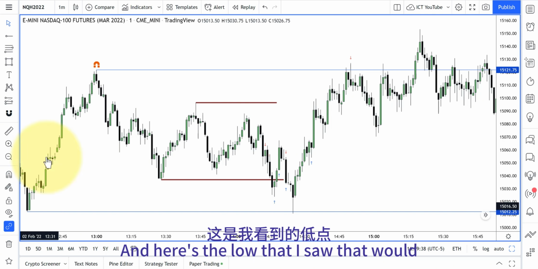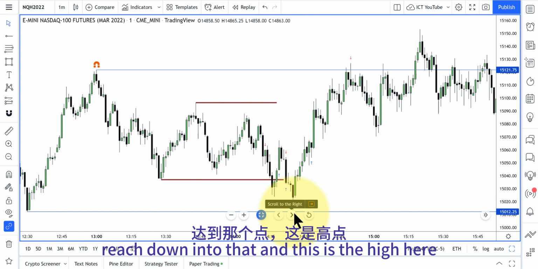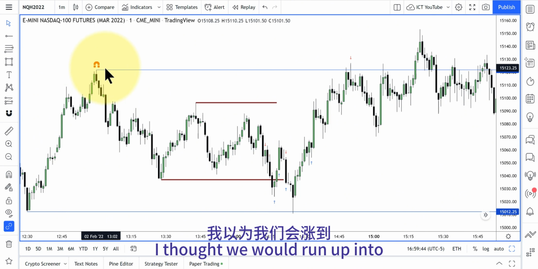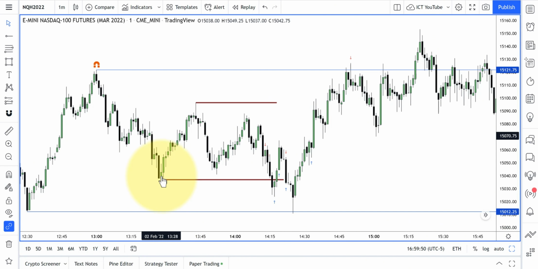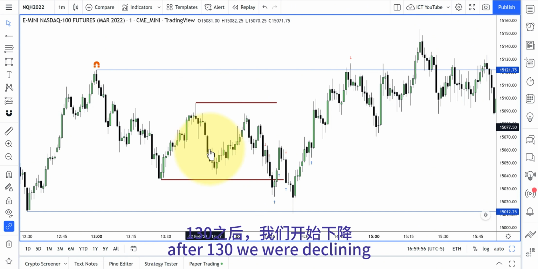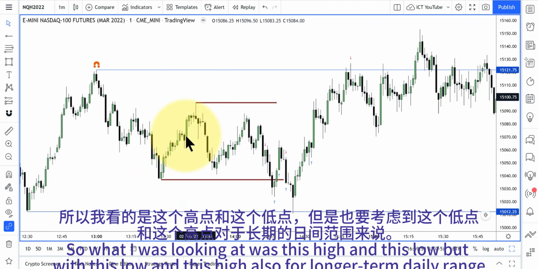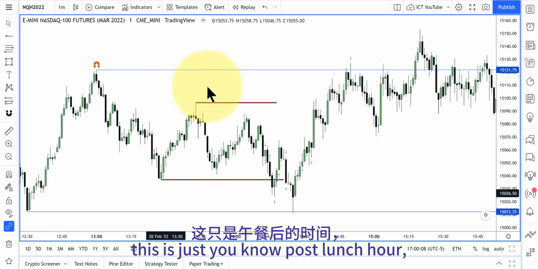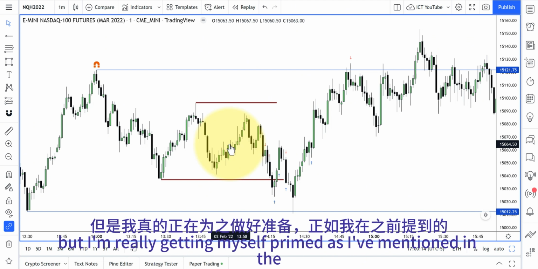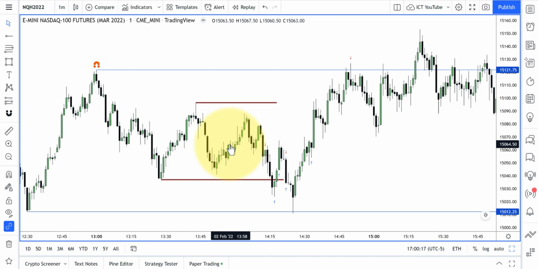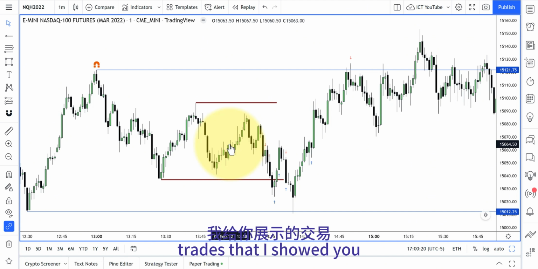And here's the low that I saw that would reach down into that. And this was the high here that I thought we would run up into. At 130 right here, this low and this high after 130, we were declining. So what I was looking at was this high and this low, but with this low and this high also for longer term daily range considerations. This is just a post lunch hour, small little range. I'll work with it for analysis, but I'm really getting myself primed, as I mentioned in the voiceover, for the trades that I showed you.